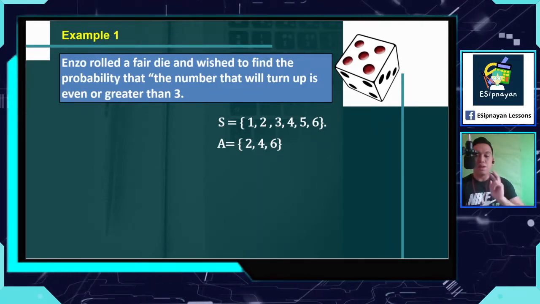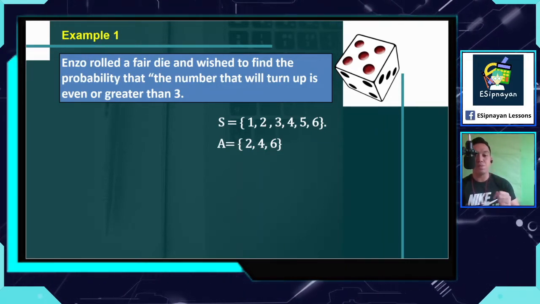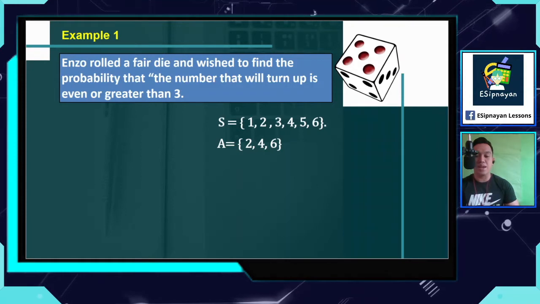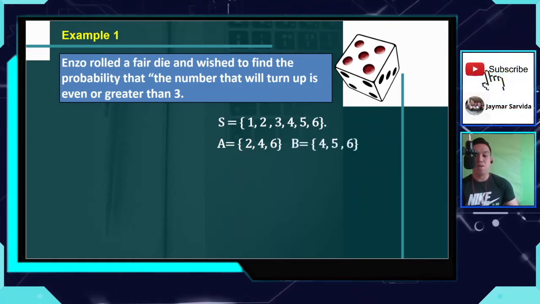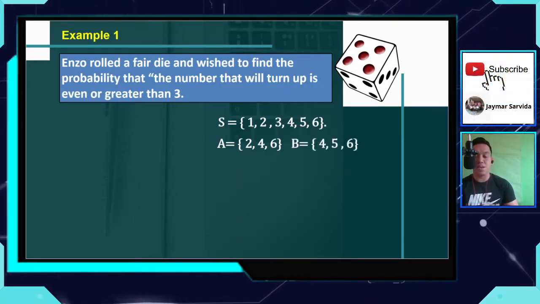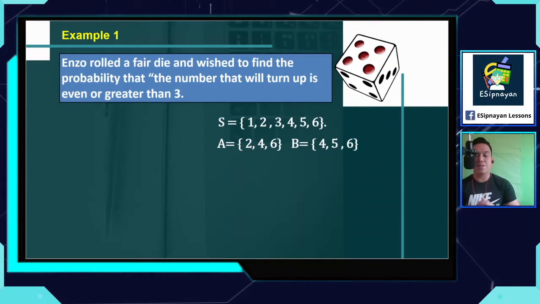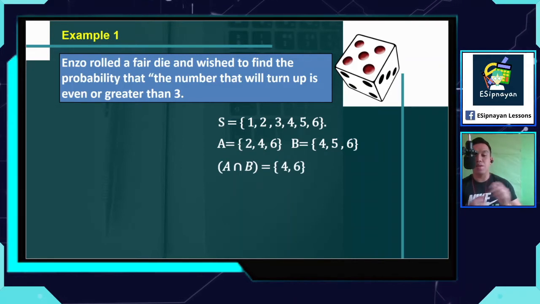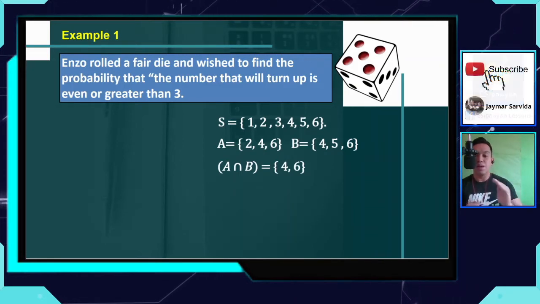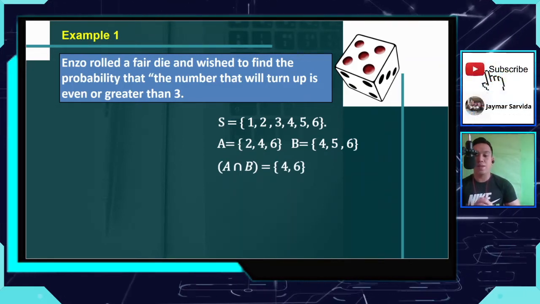Okay, so event B, the number that will turn up is greater than 3. So B is 4, 5, 6. So the number of favorable outcomes in event B is 3. And the intersection of the two events, 4 and 6. So A intersection B is equal to 4 and 6.